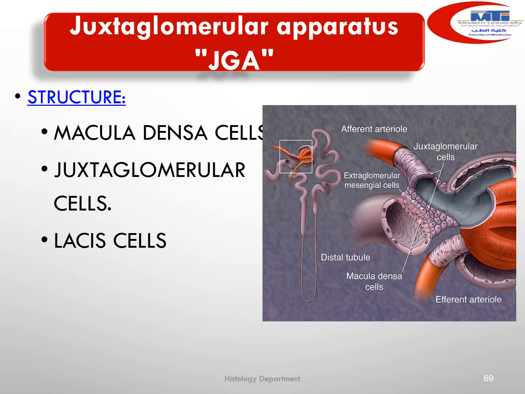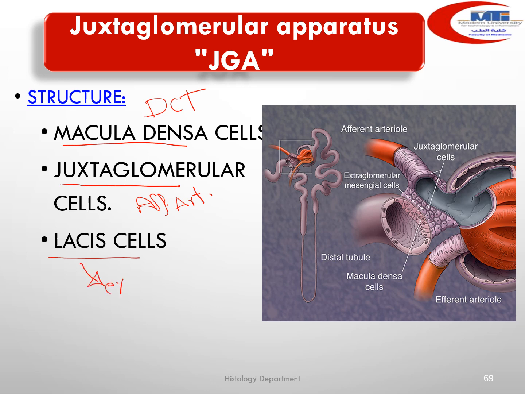For the juxtaglomerular apparatus, it is formed of the macula densa, which is part of the distal convoluted tubule. You have juxtaglomerular cells, which are part of the afferent arteriole, and you have the extraglomerular mesangial cells.